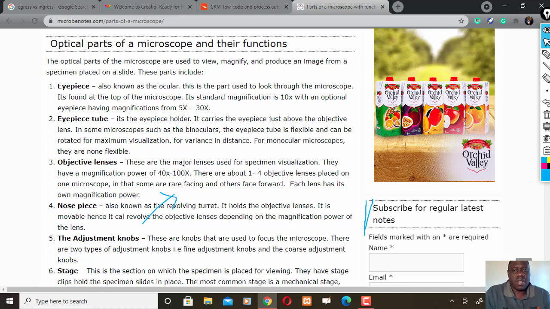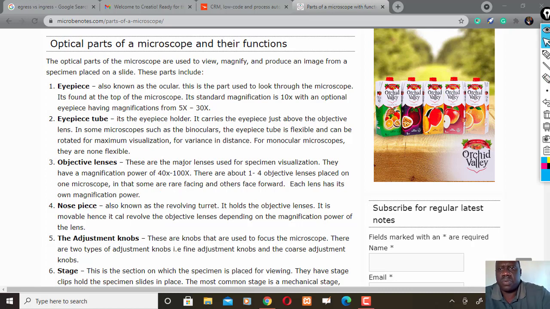You cannot adjust them. And you got the objective lens. These are the major lenses used for specimen visualization. They have a magnification power of 40 times to 100 times. Oh, that's powerful. They can multiply what you're going to see from its original size to even up to 100 times, meaning you can see a lot of detail. There are about 1 to 4 objective lenses placed on one microscope, in that some are rear facing and others face forward. By rear facing, we mean they face backwards, and others will face the front.